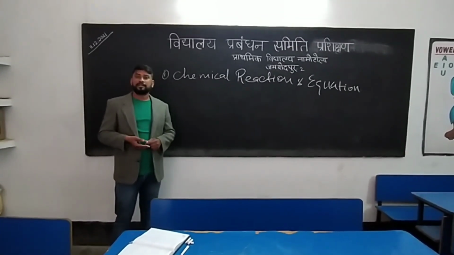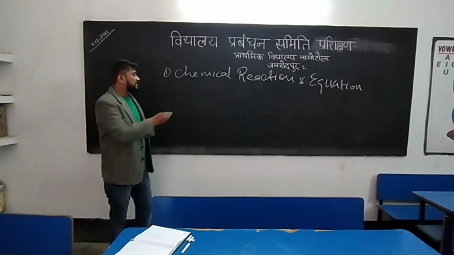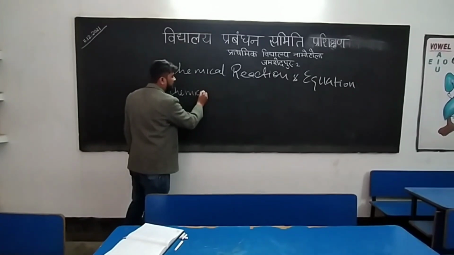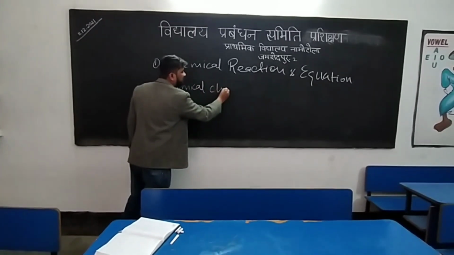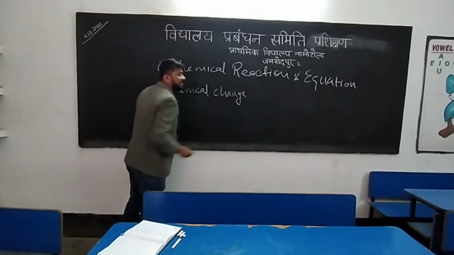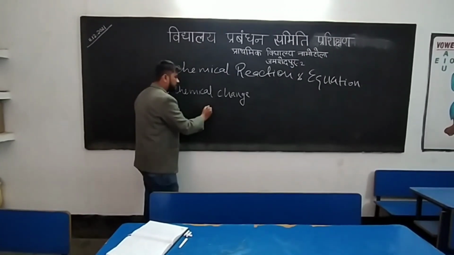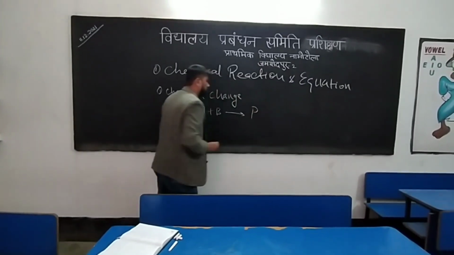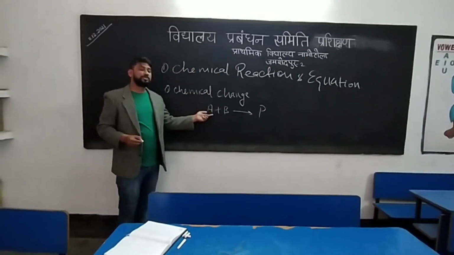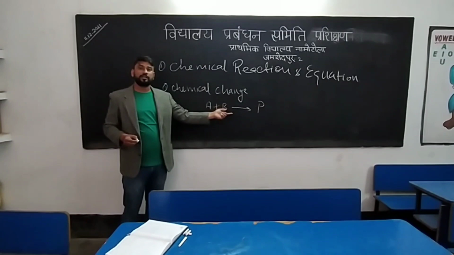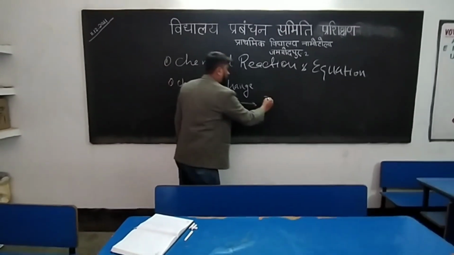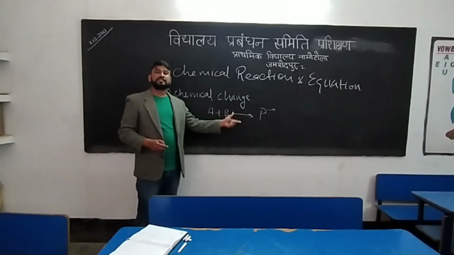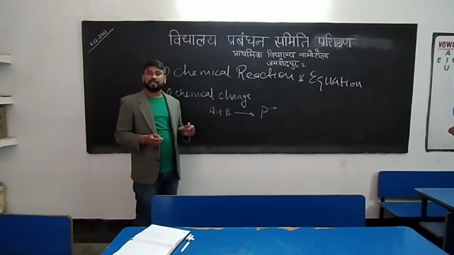So, what is a chemical reaction? A chemical reaction is nothing but a chemical change. Basically, in a chemical reaction, two substances A and B combine to form a product P. The property of P is entirely different from that of the reactants. If this happens, we say that a chemical reaction has taken place.